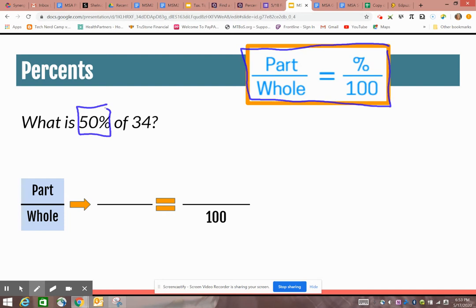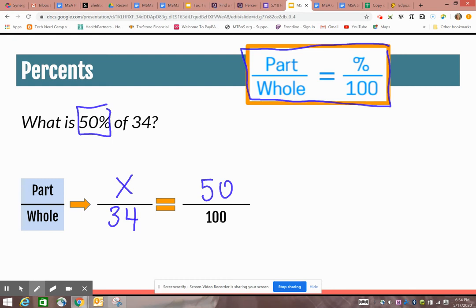Percent is always out of 100, so I know for a fact that the 50 has to go here. Then I also notice the whole number is 34. We don't know what the part is. That part of 34 is missing. So 50 over 100 equals x over 34. Now, some of you might see the relationship between 50 over 100 and already be thinking of an idea, it's got to be 17, which would be a great way to do that.